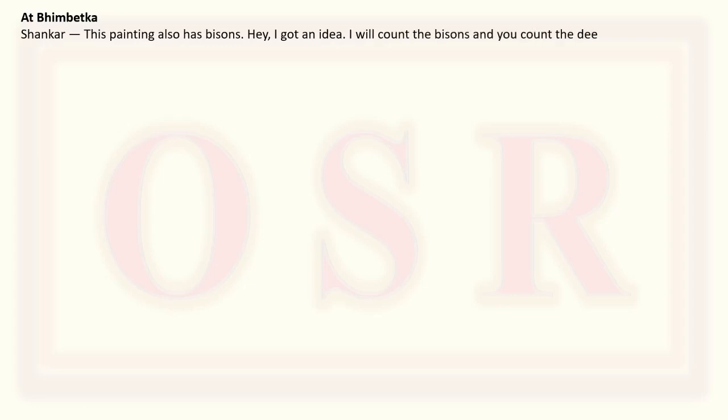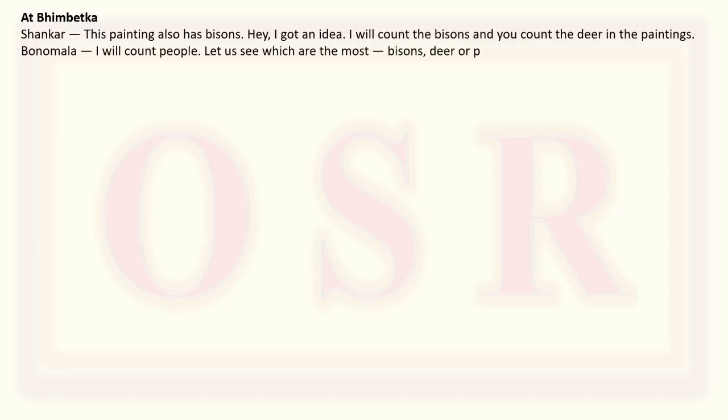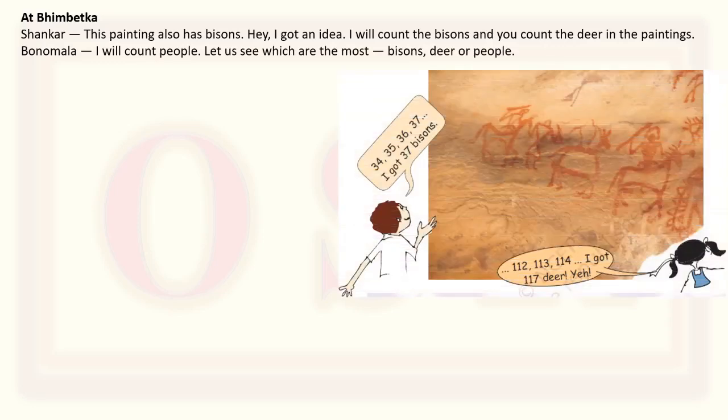At Bhimbetka, Shankar, this painting also has bisons. Hey, I got an idea. I'll count the bisons and you count the deer in the paintings. Bonamala, I will count people. Let us see which are most: bisons, deer, or people. So they start counting. He counts 37 bisons and she counts 117 deer. Right? Now, how many more deer are there than bisons?